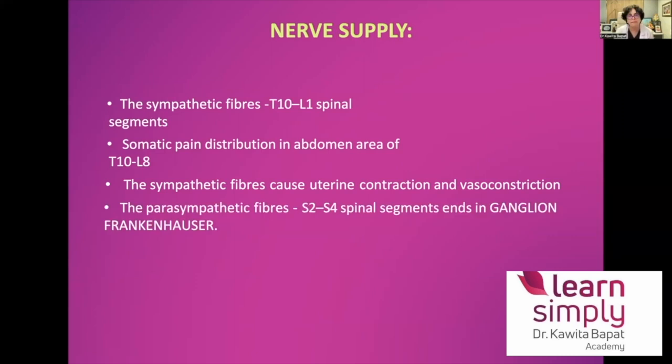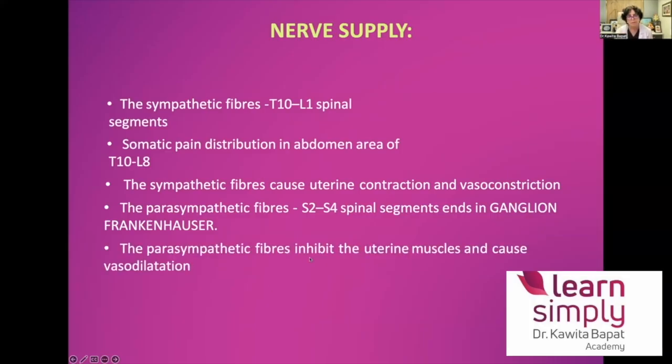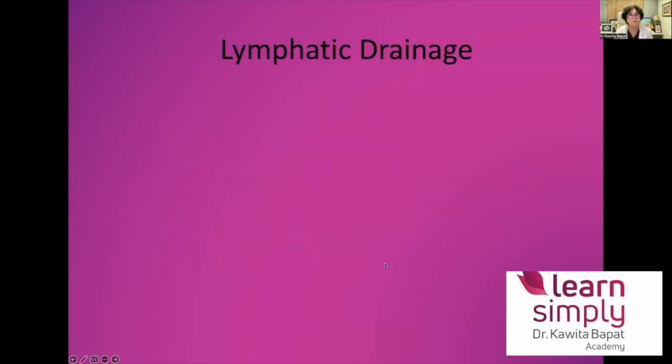While for uterine contraction sympathetic fibers are responsible, the parasympathetic fibers come from the spinal segments, and this is the ganglion of Frankenhauser. It's another important point we should know. The parasympathetic fibers inhibit the uterine muscles and cause vasodilatation.